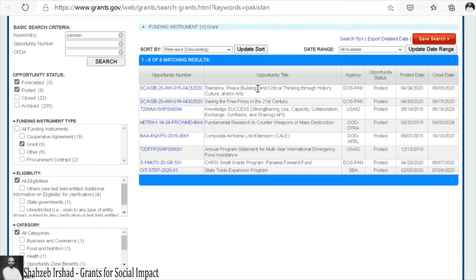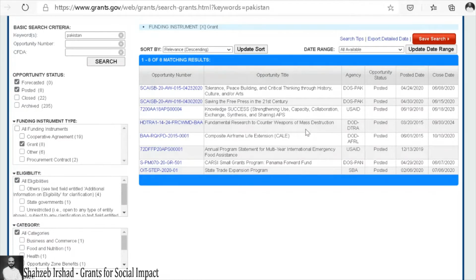So just right off the bat, when we evaluate these, the first is tolerance, peace building, critical thinking. Yes, that can happen through any nonprofit organization. The second is saving the free press. I'll be sure to check that out as well. Then there is knowledge and success, which is strengthening use capacity and collaboration, synthesis and sharing. That's a lot of keywords, but I don't really understand what it's about, so I'll check that out as well.